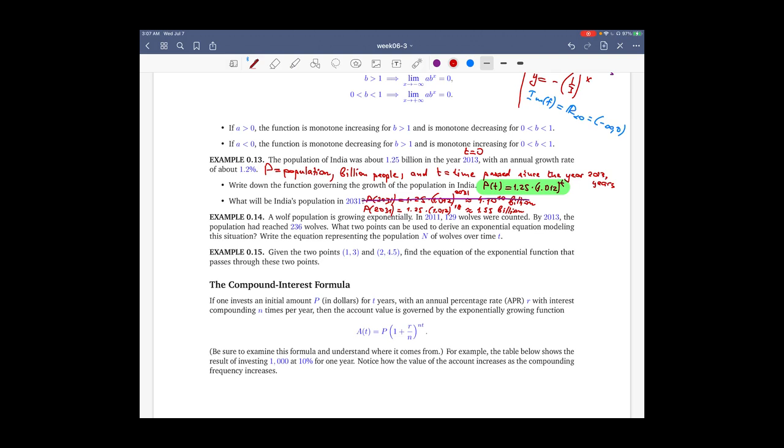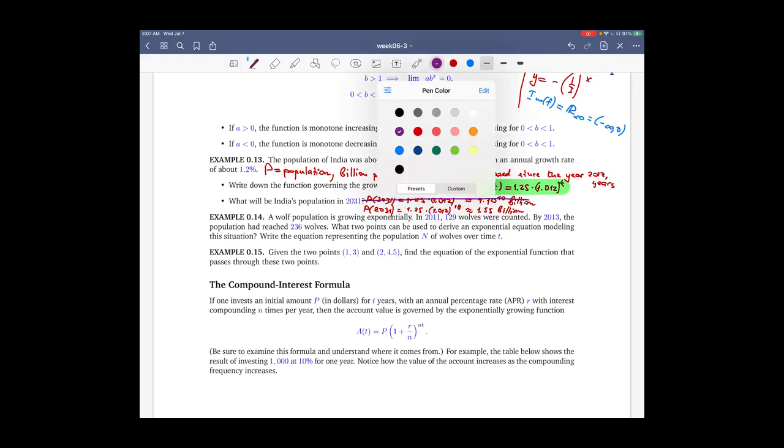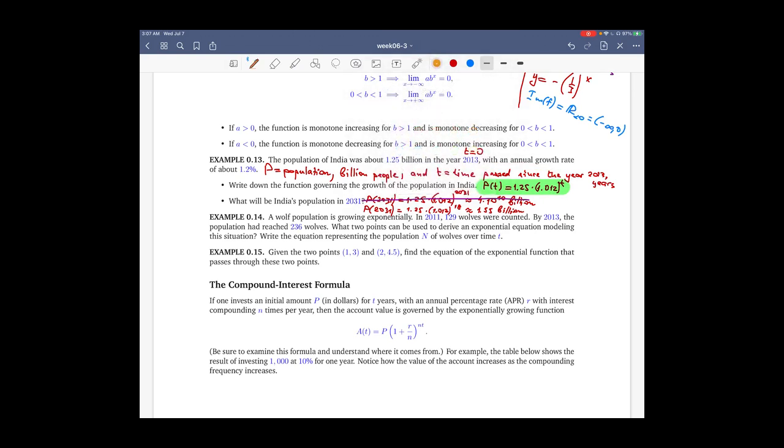So when you write this formula, it won't hurt to remind yourself that here t is the number of years passed since 2013. So you don't fall into that trap and don't make that mistake.